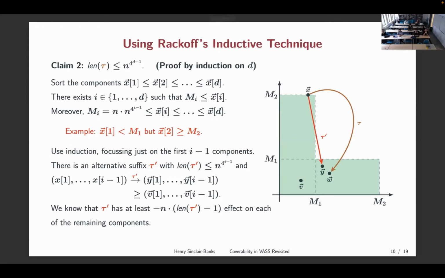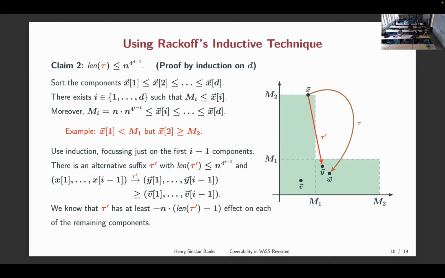How do we check that we're okay on the remaining components? Well, the length of this red path tau prime is less than n to the 4 to the i minus 1. What's the worst that could happen to the remaining components? Suppose you subtract the greatest possible value at every single step during tau prime. So you start at x and follow tau prime, and look at the remaining components. Maybe the greatest effect is minus n, the size of the system. You can't get a greater negative effect than the size of the system. So potentially on components i plus 1 through d, you subtract n every time.